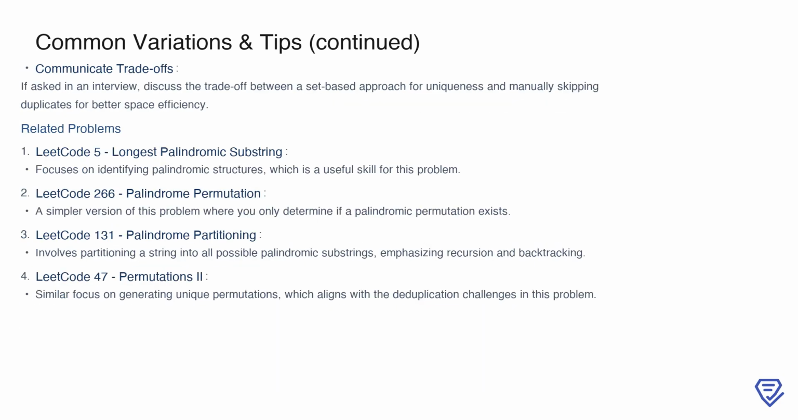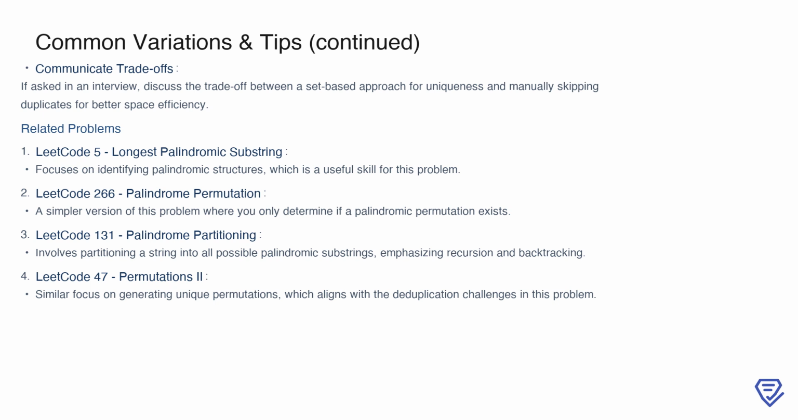When discussing your approach in an interview, it's helpful to communicate trade-offs. For example, you might compare using a set-based approach to ensure unique permutations versus manually skipping duplicates to conserve space. Each has its pros and cons, and explaining your choice demonstrates a thoughtful problem-solving process.